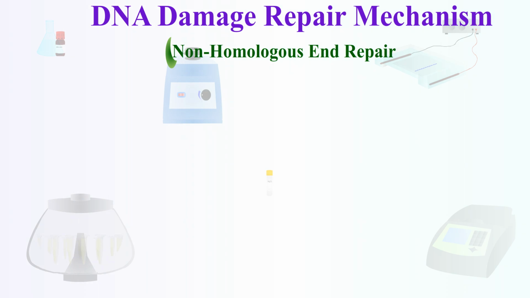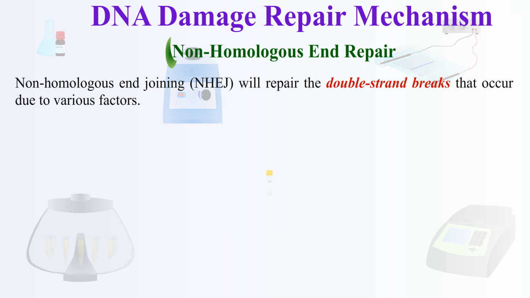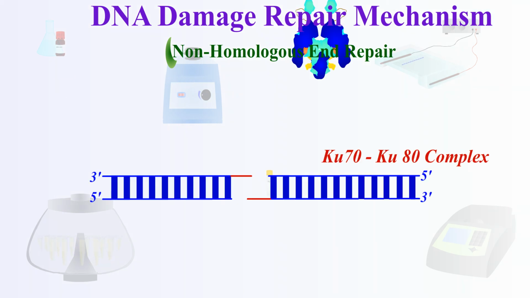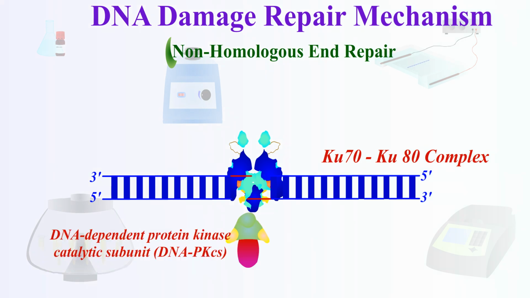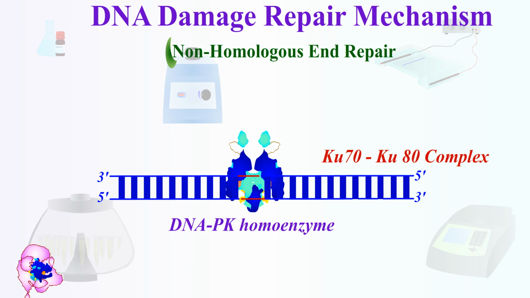Non-homologous end joining. Non-homologous end joining will repair the double-strand breaks that occur due to various factors. The double-strand break is recognized by the Ku70/Ku80 heterodimer, which binds to the DNA ends, protects the ends from degradation, and recruits other NHEJ factors. Next, the DNA-dependent protein kinase catalytic subunit binds to Ku-bound DNA to form the DNA-PK holoenzyme, which brings the ends of DNA closer to form a synapse.